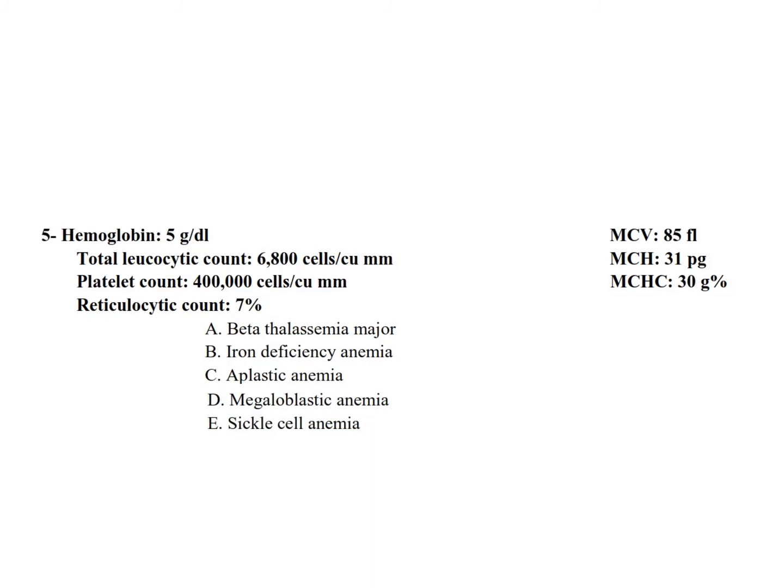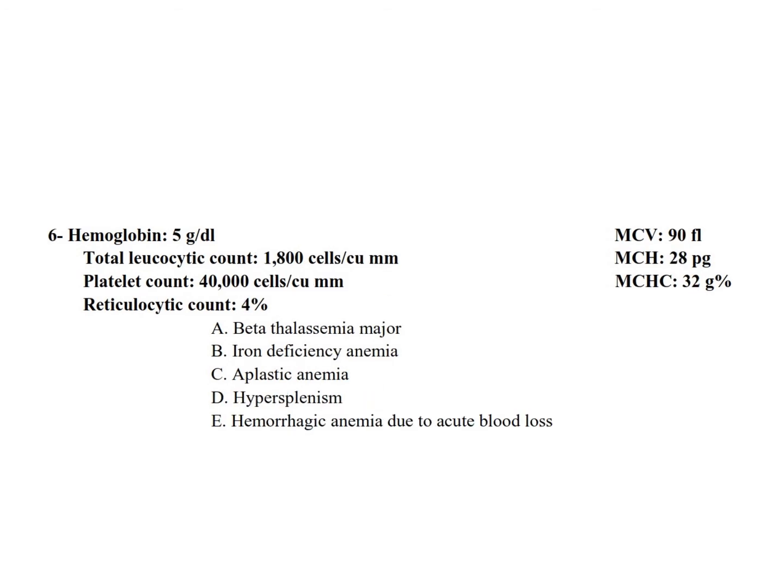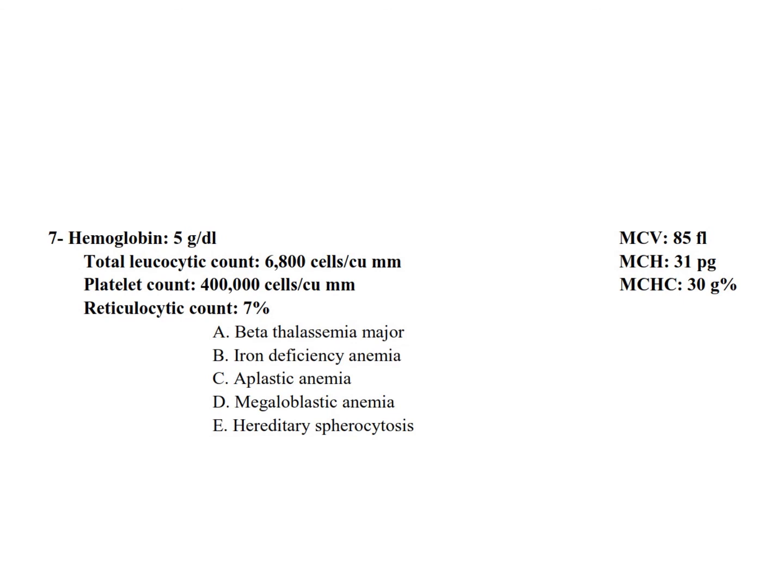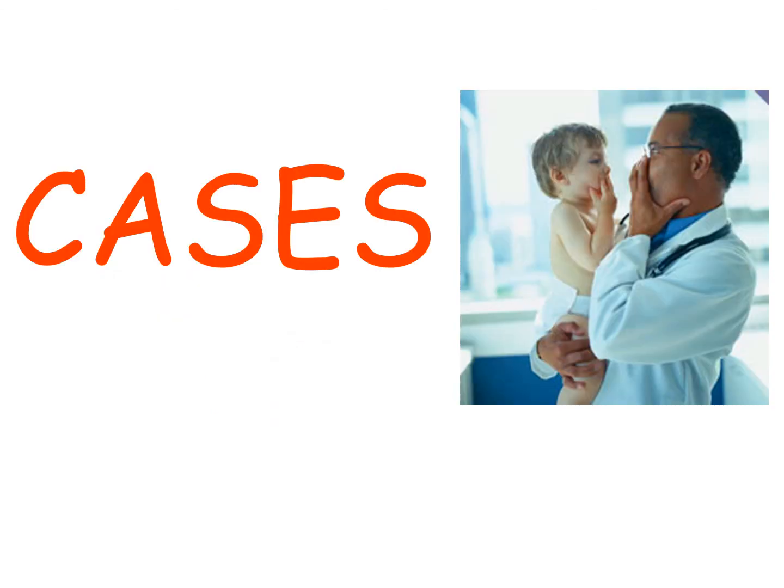Another has normocytic anemia because the MCV is 85, and the reticulocytic count is 7%, so you are expecting hemolysis. So it could be normocytic normochromic hemolytic anemia. So the only option here would be sickle cell anemia. What about a patient who has normocytic anemia with a reticulocytic count of 4%? So you are expecting spherocytosis, or it could be not spherocytosis. It could be an acute hemorrhage, or spherocytosis, as I mentioned.